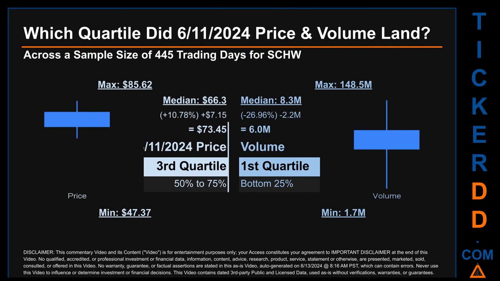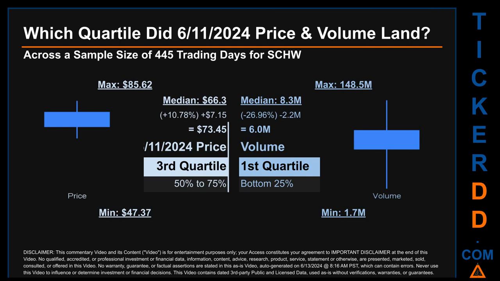Which quartile did the 11th of June 2024 price and volume land? Across a sample size of 445 trading days, the maximum end-of-day price for SCHW was $85.62 while the minimum was $47.37. Within that price range, the 11th of June 2024 price, of $73.45, landed within the third quartile, placing it within the 50% to 75% range of all sampled end-of-day prices.